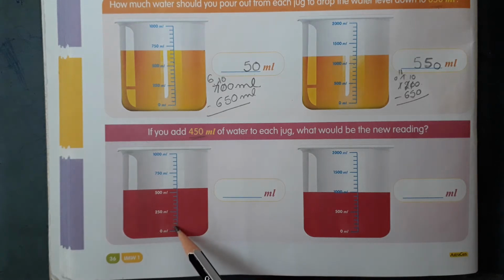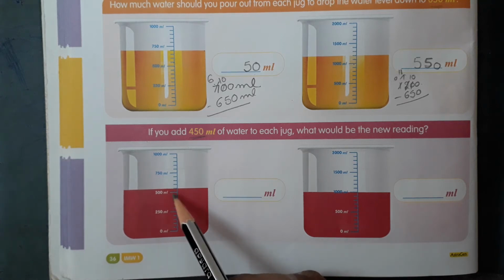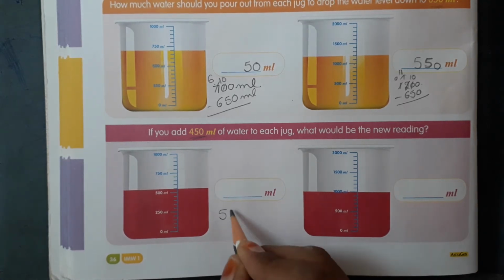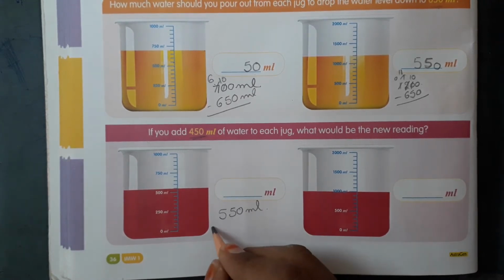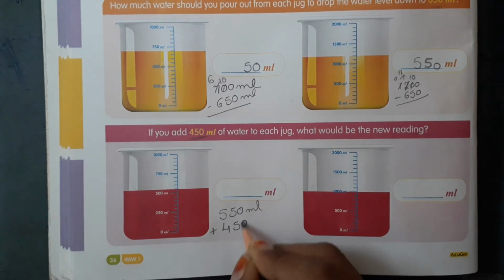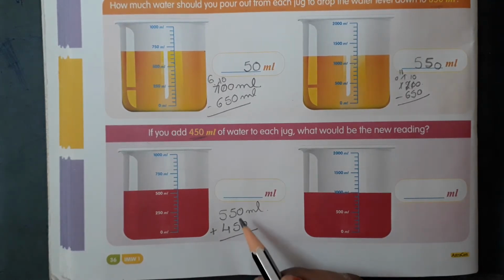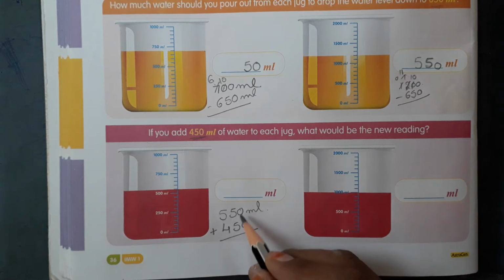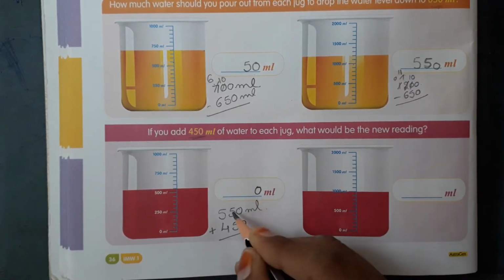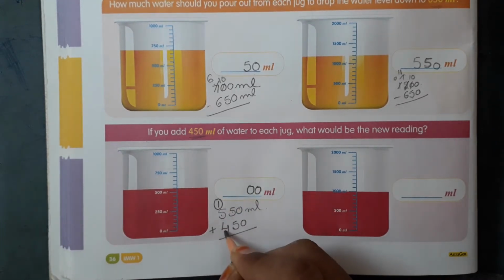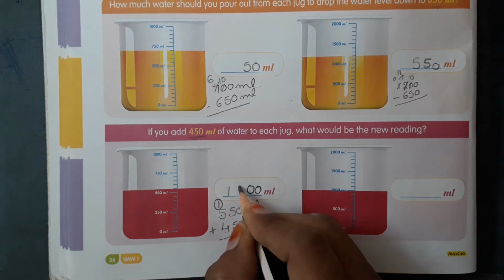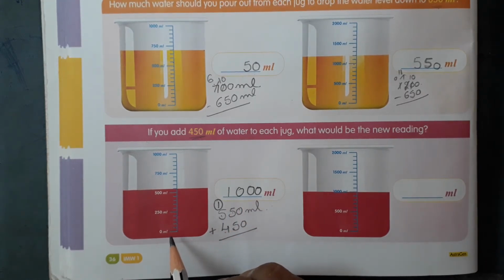Okay, so here each smaller line indicates 50 ml, children. So here 500, after that 550 ml. Already 550 ml of water is filled in that jar. So after you are adding 450 ml. Add means addition. So add 550 plus 450, how much? 0 plus 0, 0. 5 plus 5, 10. 1 is carried forward. 5 plus 4, 9. 9 plus 1, 10. So 1000 ml. This jar's new reading is 1000 ml.